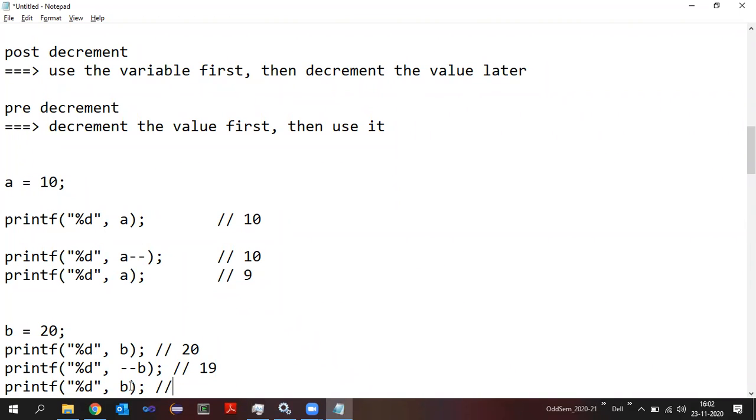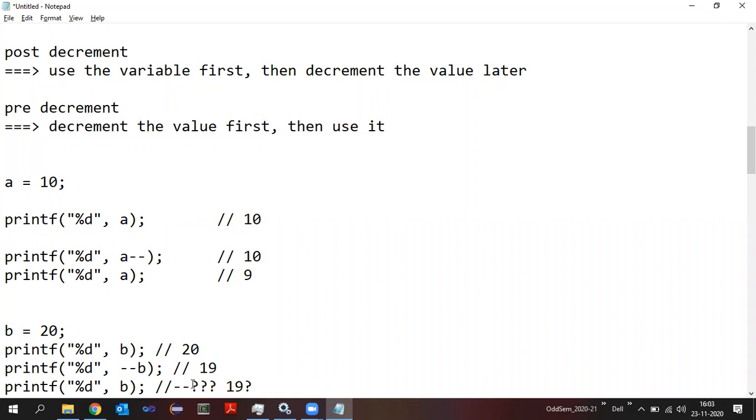Now tell me, what will this particular statement print? printf percentage d and b. What will be the output here? Is it 19? Is it 18? Is it 20 or what? It is 19. It is 19 only.